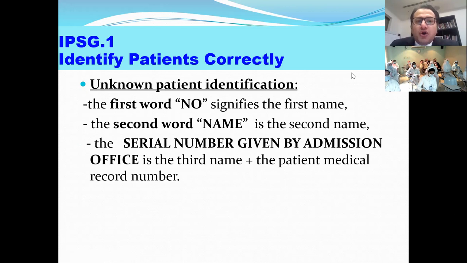Okay, better. So if you face unknown patient identification, please remember that he still needs to be identified by having the first name as No and the second name as Name. This is the first name, this is the second name. Now, the serial number will be given by the admission office. They can create the medical file number for him. This is a very seldom occasion. I hope it will not happen, but in case it happens, just keep it in mind.